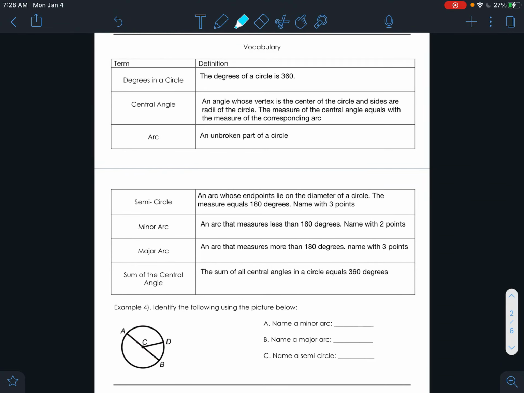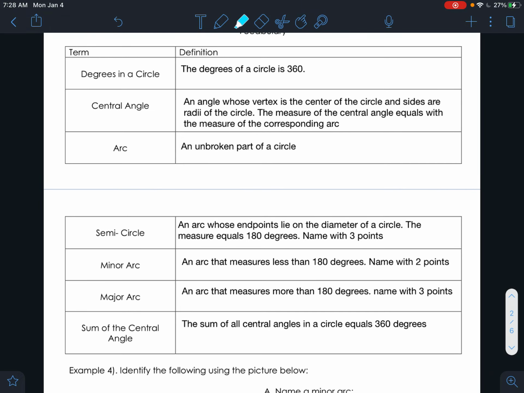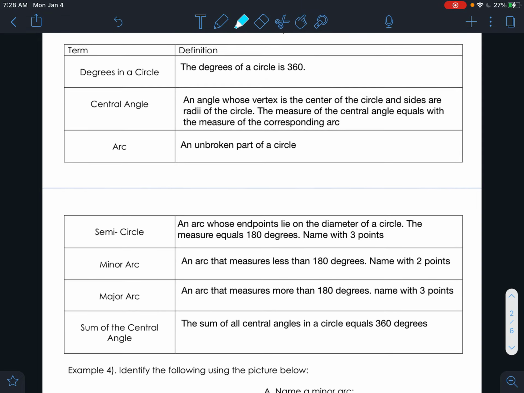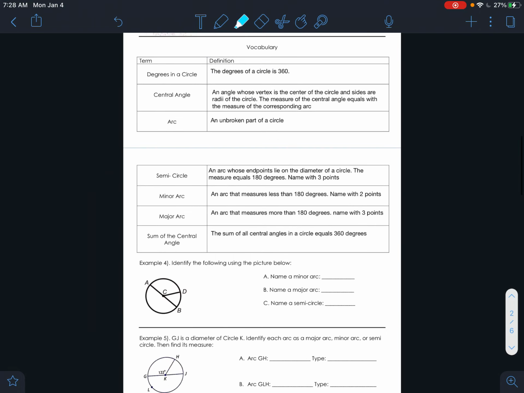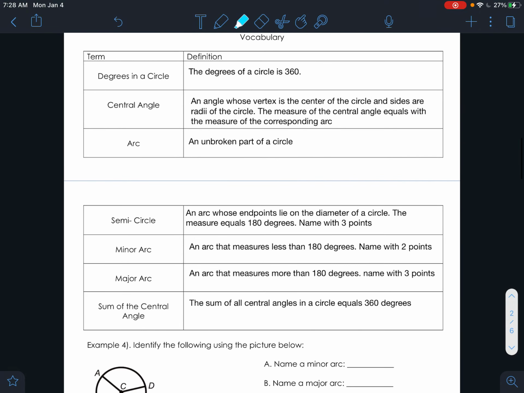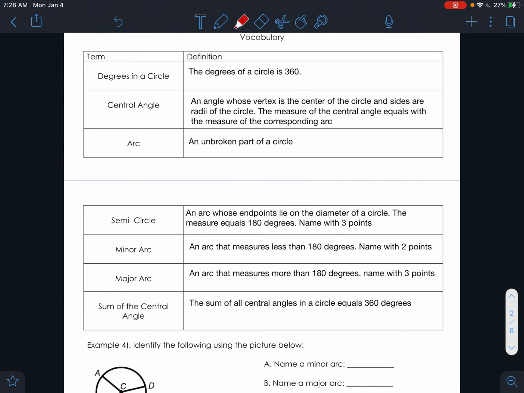Okay, so as you can see, we're in a really big bank of vocab here, and I'm going to draw some of these, but I'm also going to review some of these down in the examples, okay? So again, pause me so that you can write these down, but let's go ahead and dive into these. So the degrees in a circle, you guys should know this. The degrees of a circle is 360 degrees. So that's the big thing.